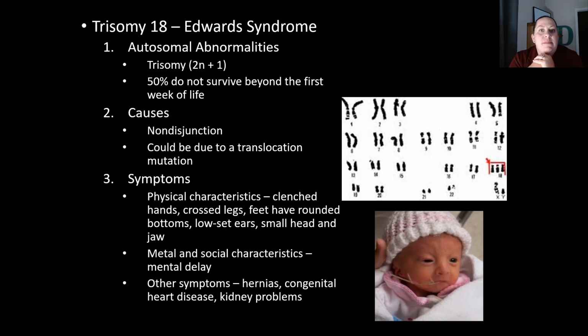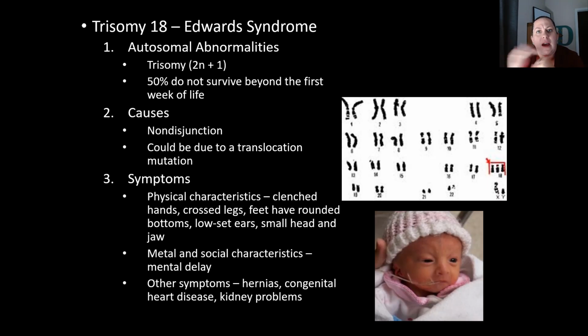The next one is trisomy 18, Edwards syndrome. This is an autosomal abnormality where they have 3 chromosome 18s that are present. 50% do not survive beyond the first week of life. And this is due to a non-disjunction. It could be, again, a translocation mutation. Physical characteristics, they also have clenched hands like we saw with Patau. Their legs tend to be more crossed, and they are very tight in those muscles so that they don't want to uncross their legs very well.